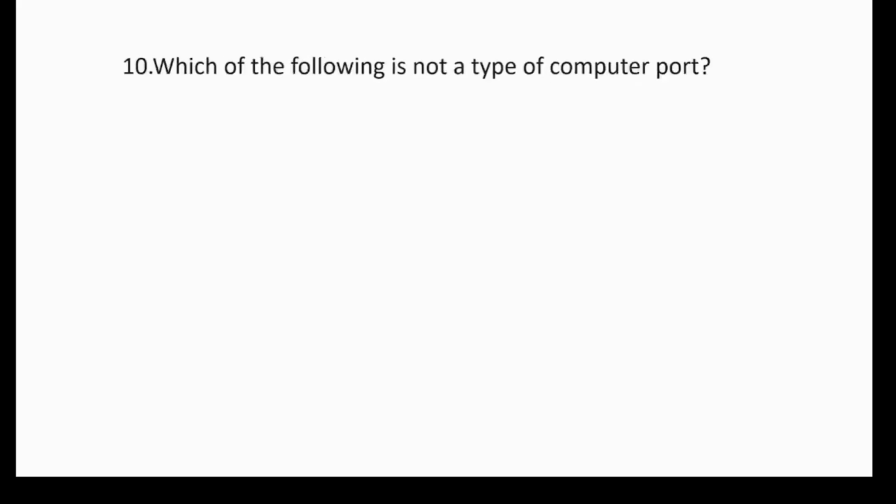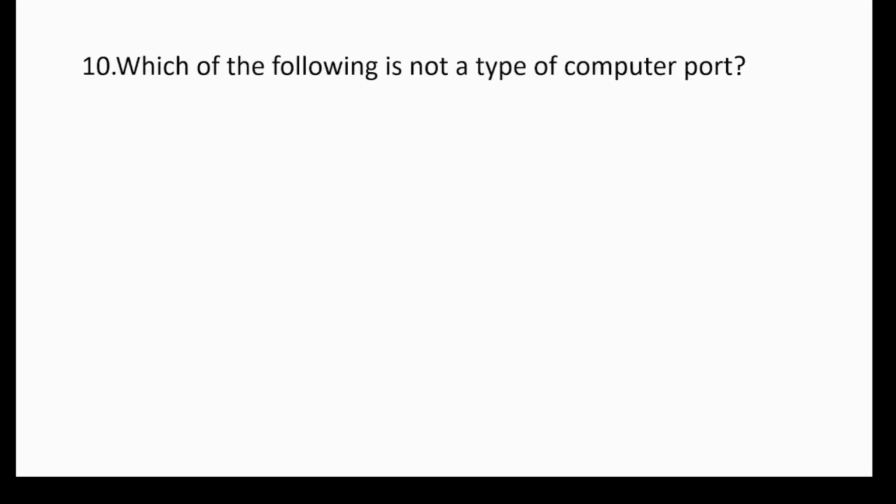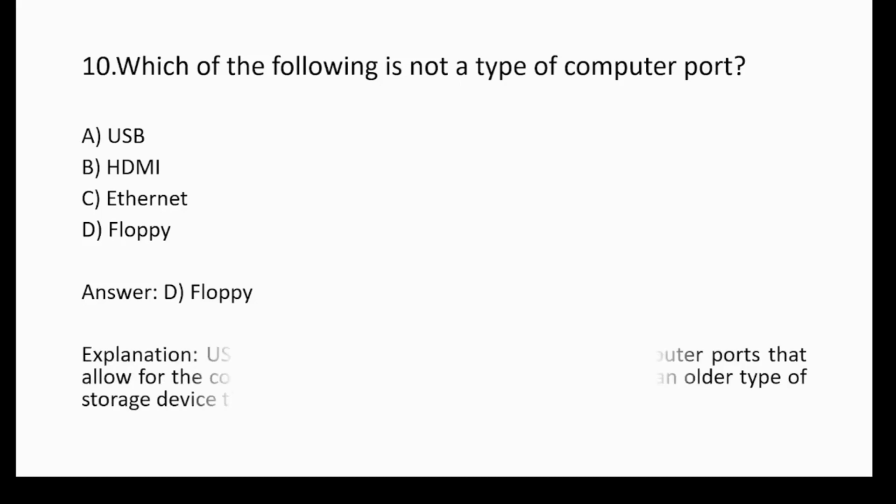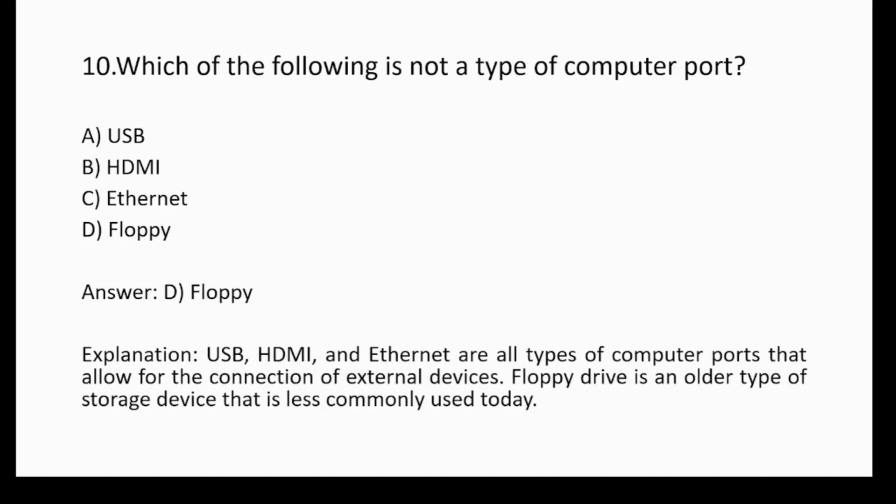Question number 10. Which of the following is not a type of computer port? Option A, USB. B, HDMI. C, Ethernet. D, floppy. Correct answer is floppy. USB, HDMI, and Ethernet are all types of computer ports that allow for the connection of external devices. Floppy drive is an older type of storage device that is less commonly used today.